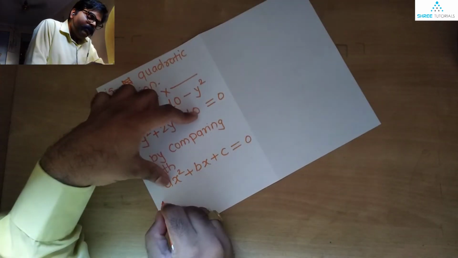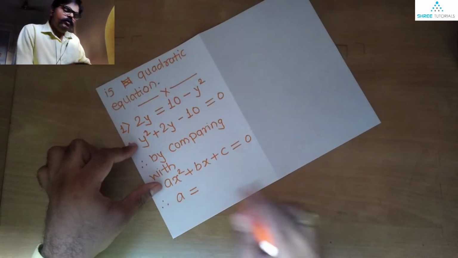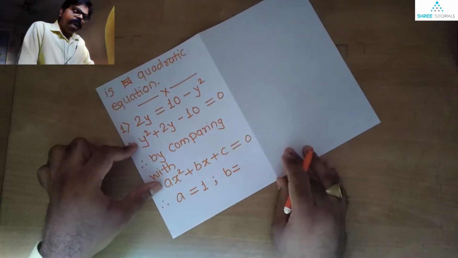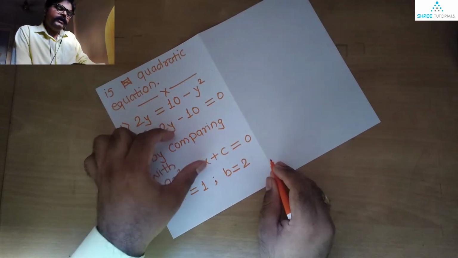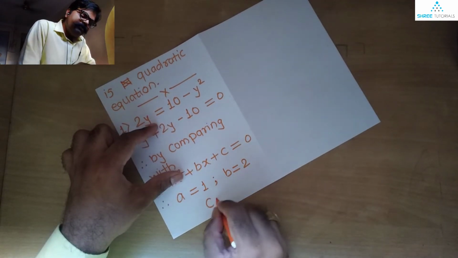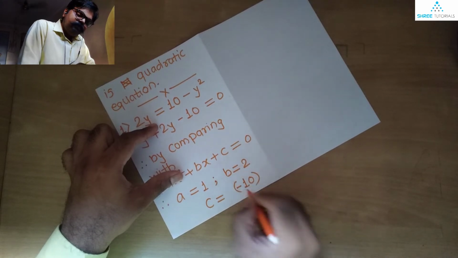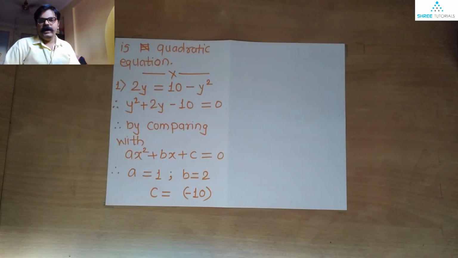Therefore, a's value after comparison will be equal to 1, b's value will be equal to positive 2, sign as well you have to take into consideration, and c's value will be equal to minus 10. This is how we have got our answer for a, b and c's value.